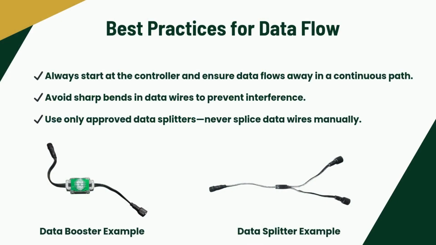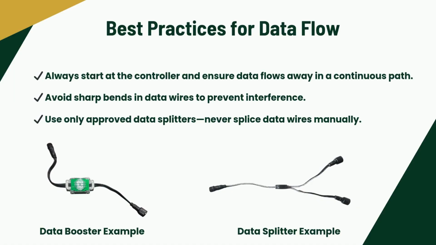Always start at the controller and make sure data flows away from it in one continuous path. Avoid sharp bends in the data wire, as this can cause signal interference. If you need to split data, use an approved data splitter, not just a wire splice. If data flickering or failure occurs, check connections and ensure you haven't exceeded the system's data limits.